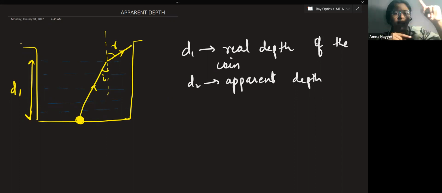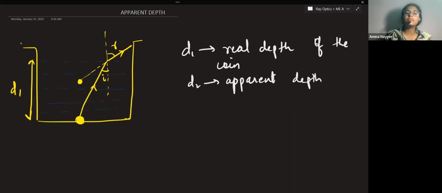Because light is falling straight into my eyes. Also, light is falling on the laptop screen and getting reflected and entering my eyes. But the light that is present behind the laptop, behind the screen, will not bend like this deviated part and then enter my eyes. No, because light travels in a straight line. That's why here also light will travel in a straight line. So it means you will see the image of the coin here.